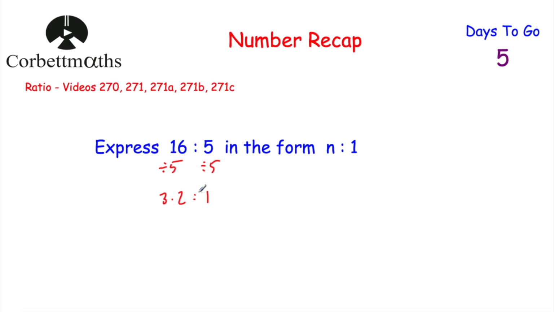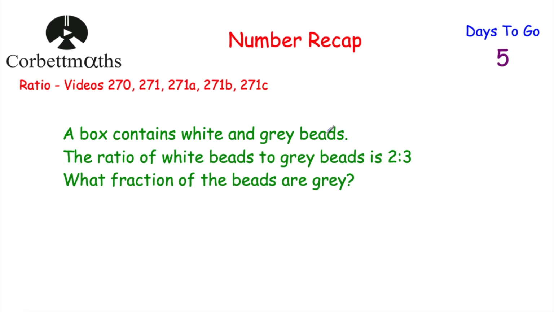We've got 3.2 to 1, and that's in the form n to 1, a number to 1. So we've made the number on the right-hand side 1. Sometimes we're asked to express ratios as a fraction or ratios as a percentage and so on.